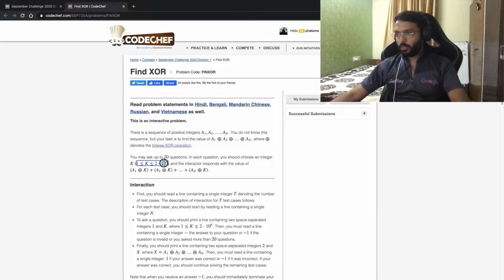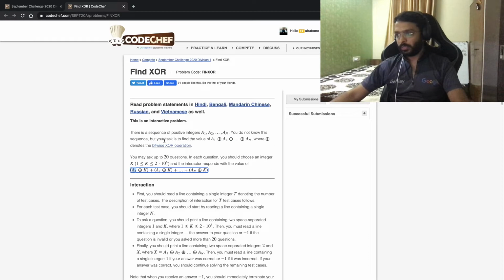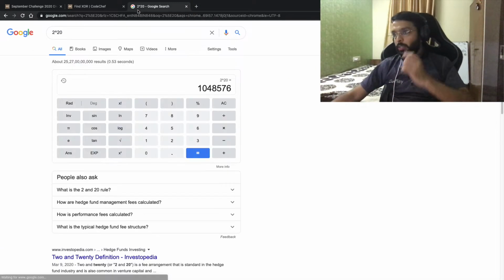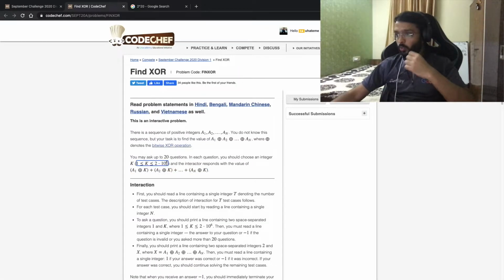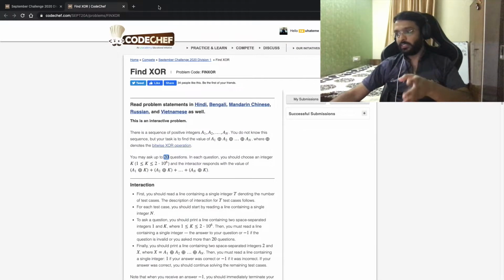So 2 raised to power 6. What is the value of A_i? A_i is 10 raised to 6. So 2 raised to power 20 is actually greater than 10 raised to power 6, and in fact, it is less than 2 times 10 raised to 6. So I believe this will be a logarithmic solution, where 20 questions appropriately fit each and every bit we have in a number. So maybe I will ask keys as 1, 2, 4, 8, 16 up till 2 raised to power 20.